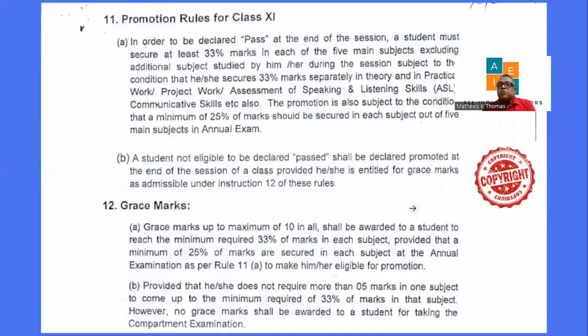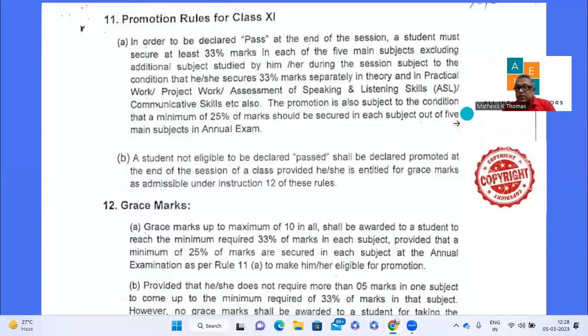So moving on, the promotion rules for class 11 are totally different from class 9 and 10. Here, when I talk about 33%, it is not internal plus external. The student has to pass separately in the theory as well as the practical. Theory and practical have to be 33% separately, not by adding, right? Otherwise the student will not be passed.